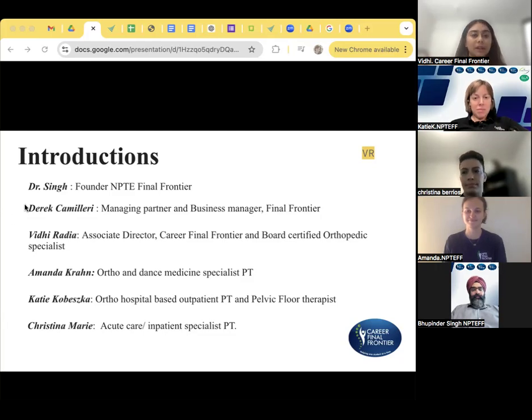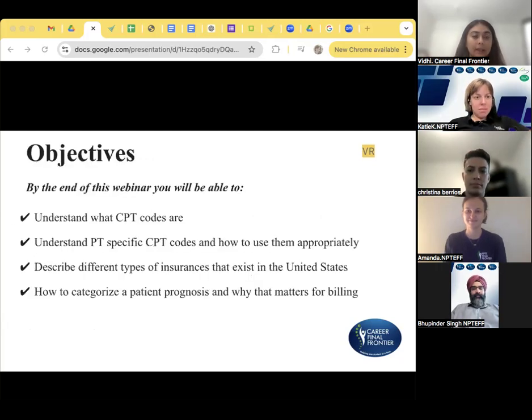So what are we going to do today? What are our objectives? We're going to learn about what the CPT codes are. We will understand how to utilize them and where you can find these CPT codes. Do you have to remember them by heart, or is there a place where you can find them? You could describe what the insurances are, what the types of insurances are, what is federal versus commercial, all of those kinds of things. And how to categorize a patient's prognosis. What is prognosis? And how can you effectively deal with these words and these definitions with respect to all of these three things?